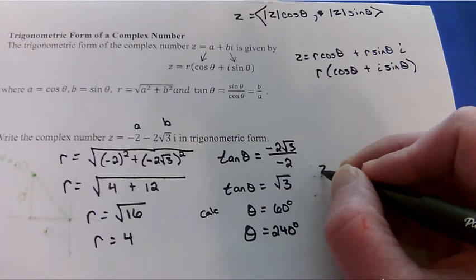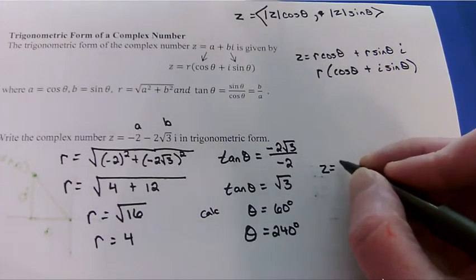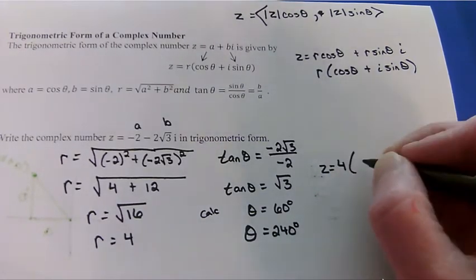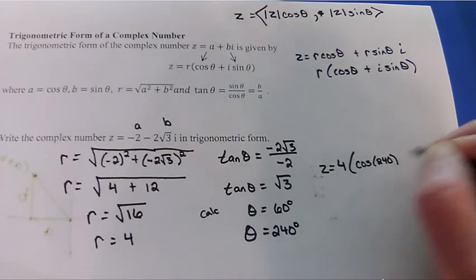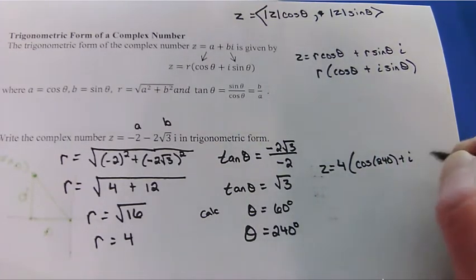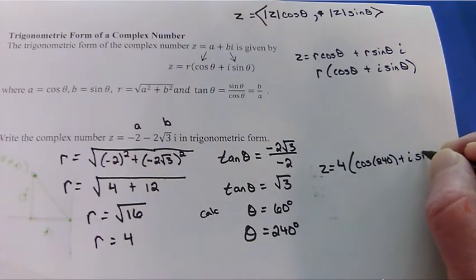So let's rewrite it. The r is going to be on the outside, and then I'm going to write cosine of 240 plus i sine of 240.